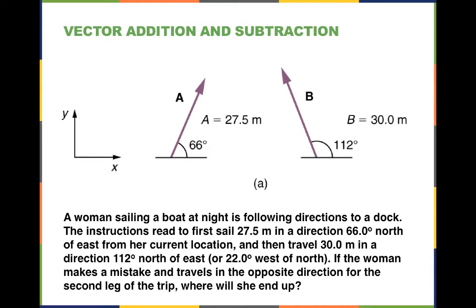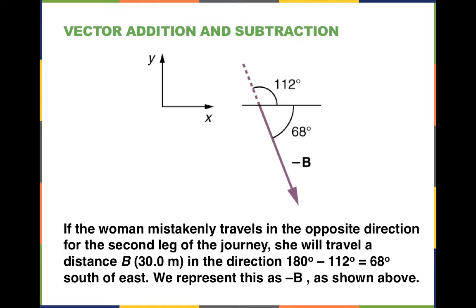So what we're showing in this diagram is the initial two vectors that she should have taken. But regrettably, in her second vector, instead of B, she did minus B. So minus B would look like this. So if the woman mistakenly travels in the wrong direction for her second leg, she will be traveling 68 degrees south of east. So exactly the opposite of what she should have been traveling. This is represented in the line above.